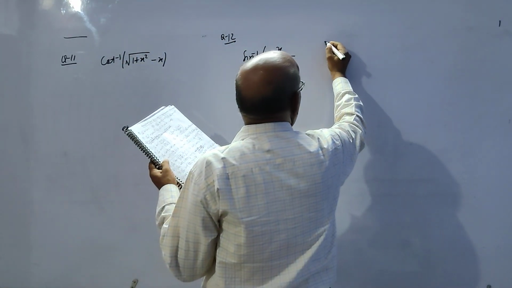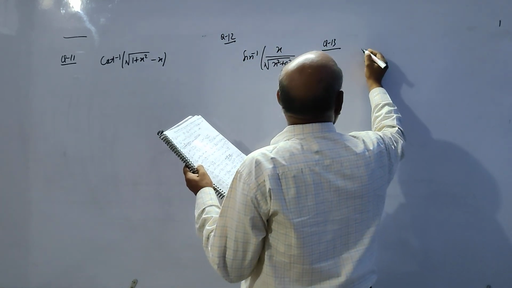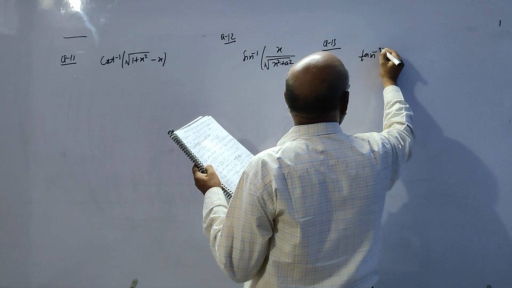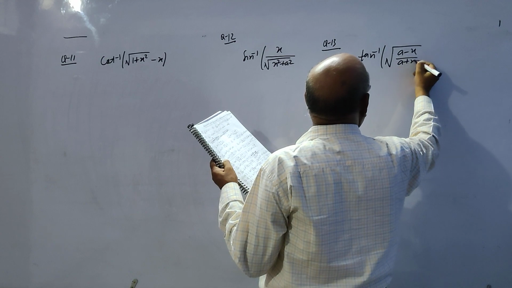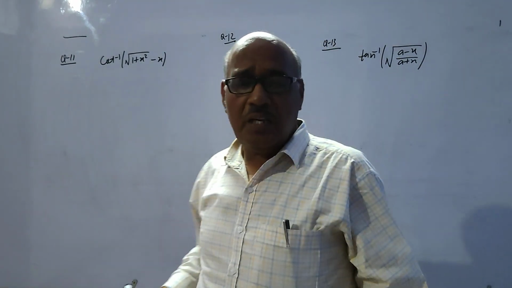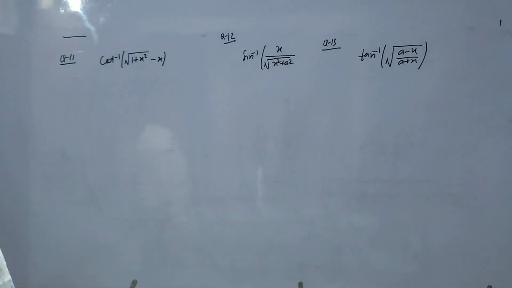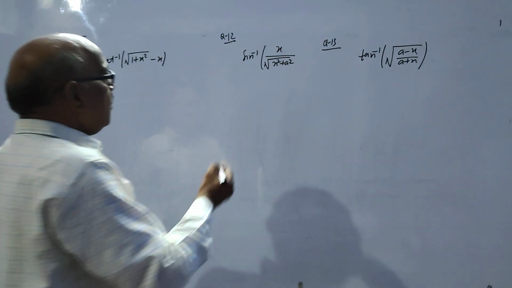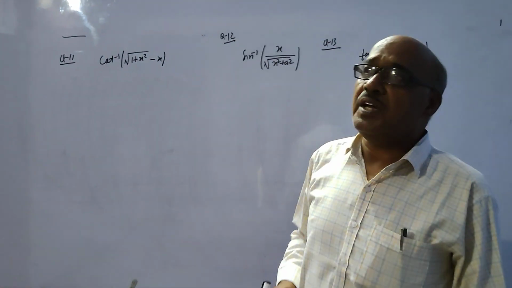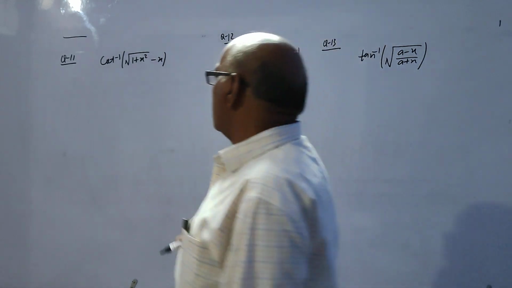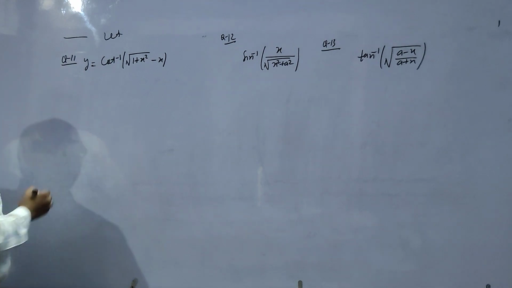Now question number 13. Question number 13 is tan inverse under root a minus x upon a plus x. Now we will first simplify this. We will try to convert it into the simplest form and after that we are going to differentiate it. In order to convert it into the simplest form we are supposed to substitute in place of x some trigonometrical ratio. So first suppose let y is equal to this much.